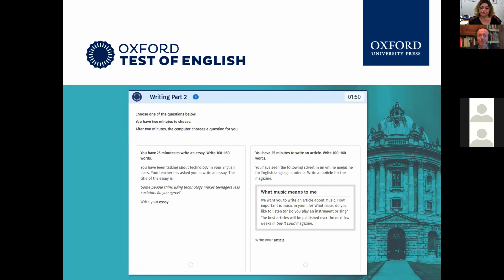But what happens if you're not very inspired by that? Well, then you have the other option, which is more creative. You can write a review of a film or a book or a television series, or instead, sometimes you might have to write an article for a magazine. And that's what we have in this example. What music means to me. The instructions say, we want you to write an article about music. How important is music in your life? What music do you like to listen to? Do you play an instrument or sing? Okay, so here are the instructions, and perhaps the article is a bit more fun, a bit more creative. You choose whichever option you prefer.